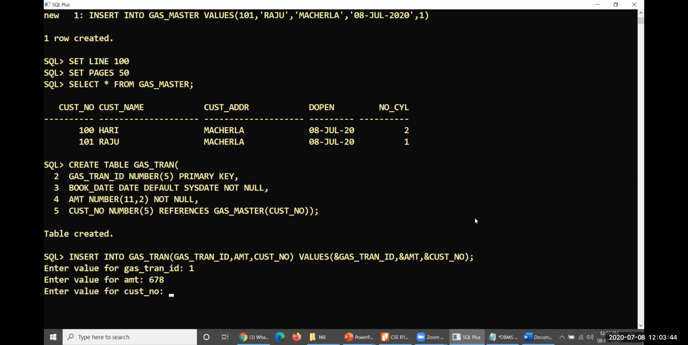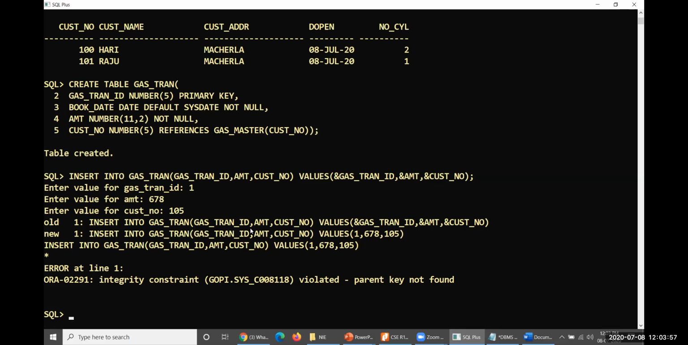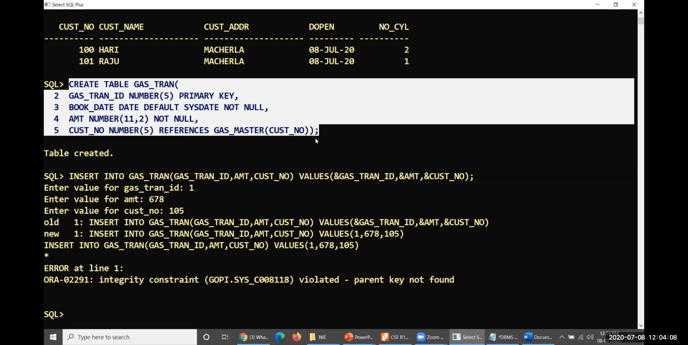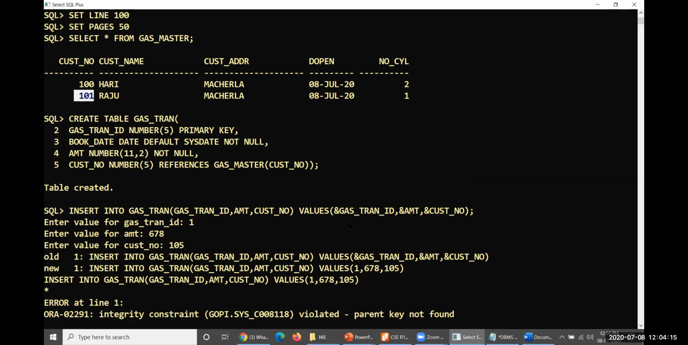And the customer number, let me consider, we do have two customers with us, that is Hari and Razu, having 100 and 101. Let me enter 105, for example. Okay, so it could not be allowed to enter this data because there is no parent key. If you want to enter data into this table, you must refer to gas master. In gas master, 100 and 101 are available. You must give only those two numbers to book the cylinder. Otherwise, it could not be accessible.